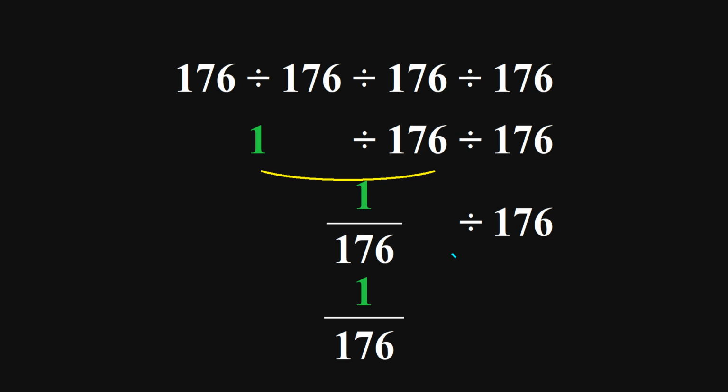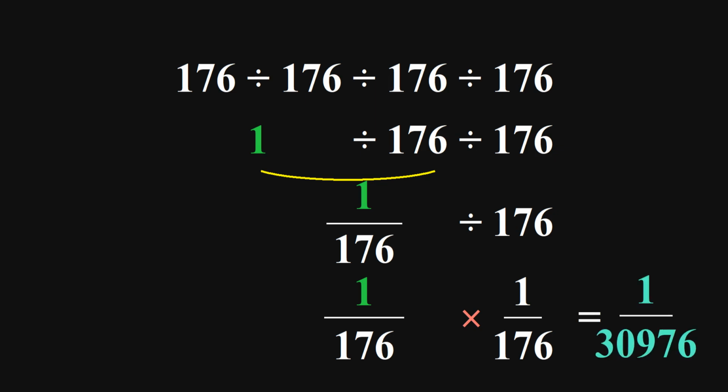176 and change division to multiplication times. Then flip the second fraction 1 over 176, which equals 1 over 30,976, and this is our final answer for this problem.